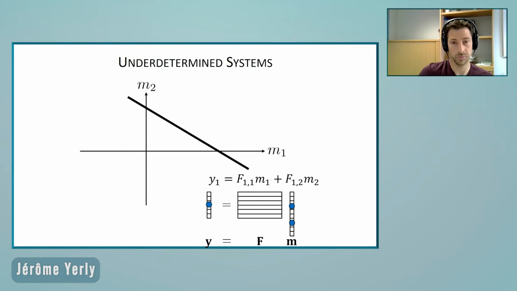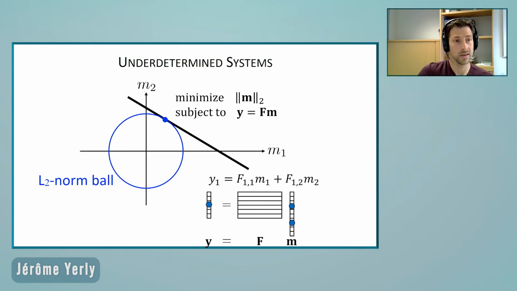Well, a popular approach is to find a solution that minimizes the L2 norm of the image m. And for that, we use this L2 norm ball. We want the solution to be on this line, and at the same time we want to choose the m that minimizes the L2 norm. The L2 norm ball is basically a circle. It means that if you travel along this blue line, all these combinations of m1 and m2 will give you the same value for the L2 norm.